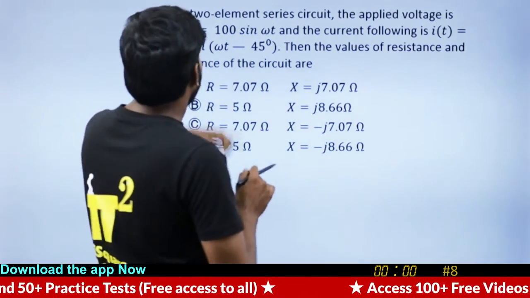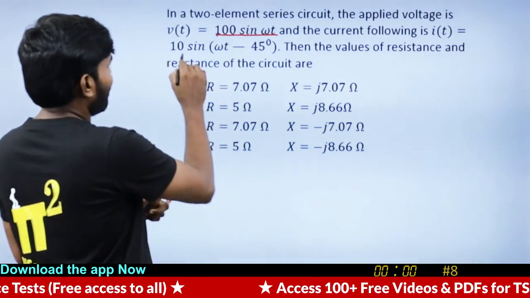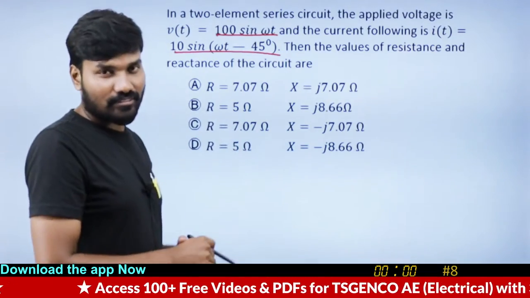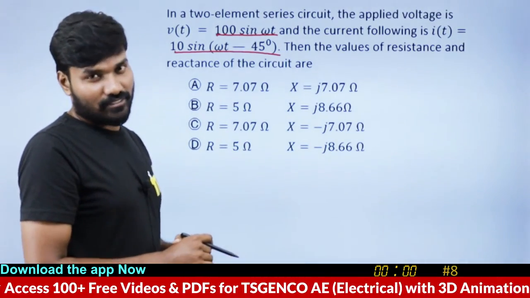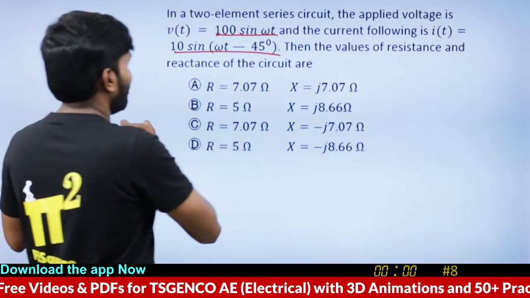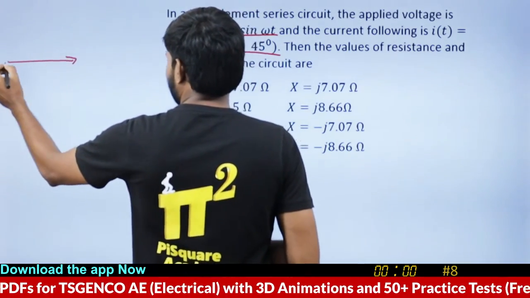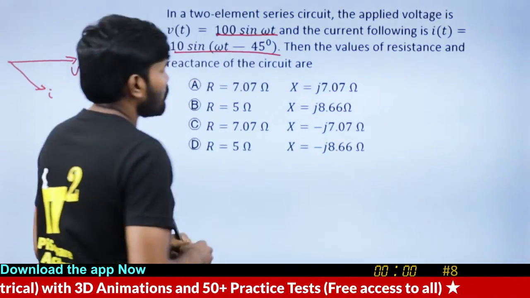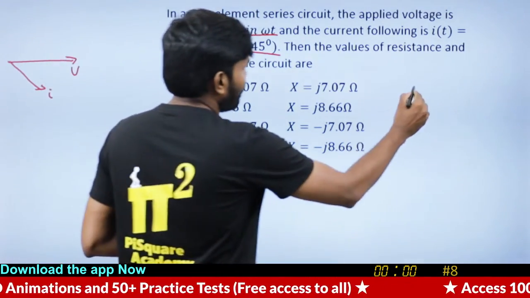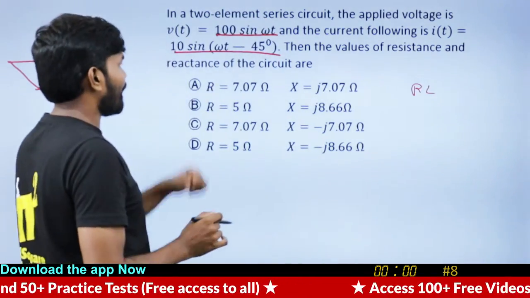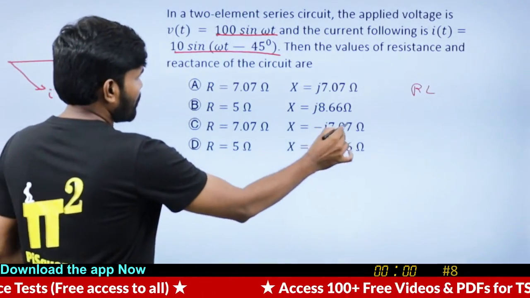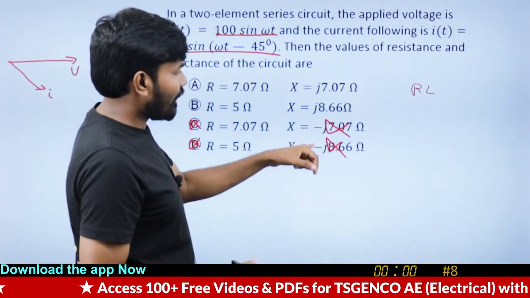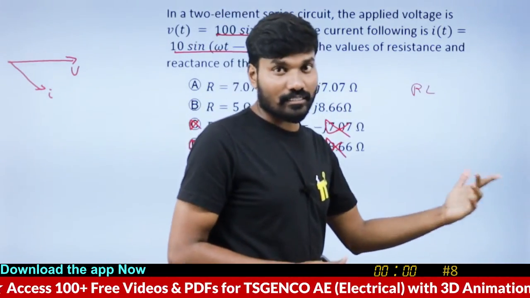Okay, the first reason. Voltage is this, current is this. So does current lag the voltage or lead the voltage? Current lags the voltage, by minus 45 degrees. The voltage vector is here, current is lagging by 45 degrees. This is the current vector, this is the voltage vector. So definitely it is an RL circuit. That's pretty much clear. That reactance is inductive reactance. So options C and D are wrong. Why wrong? They have a negative sign, which implies the circuit is an RC circuit, but it is not.